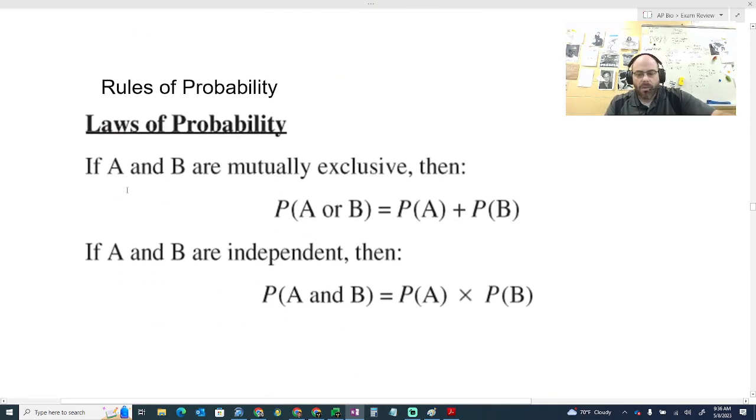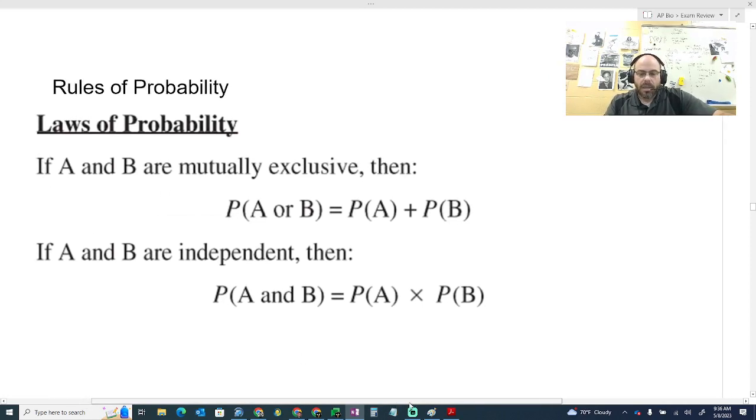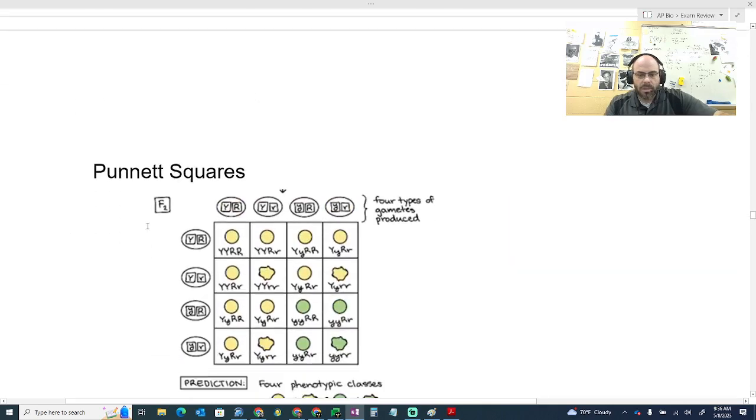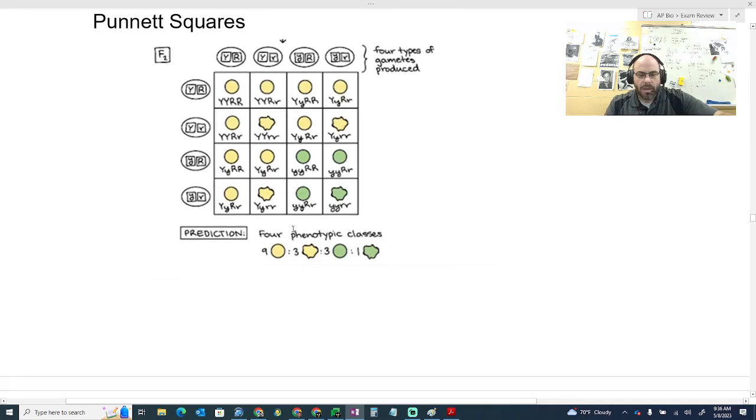And so how is this going to translate to the AP exam? Well, it's going to be some kind of probability problem, more than likely. And so this is the actual thing that's printed on your AP Bio formula sheet. And so I'm going to describe to you how to use this rule, which just seems like a bunch of gobbledygook.